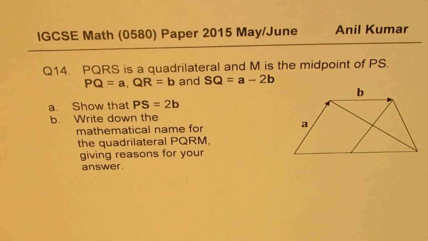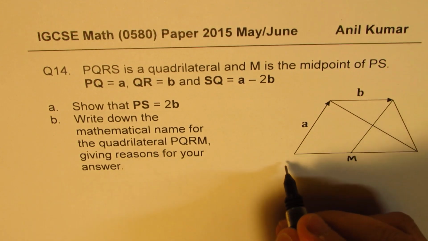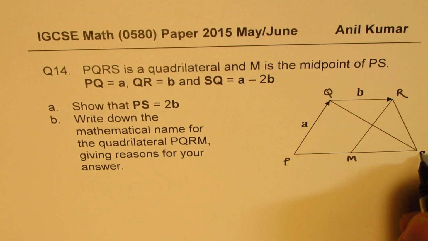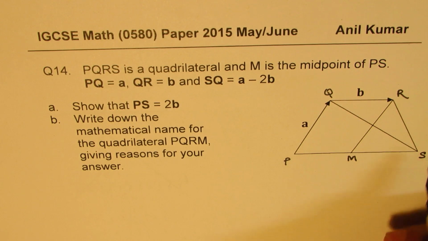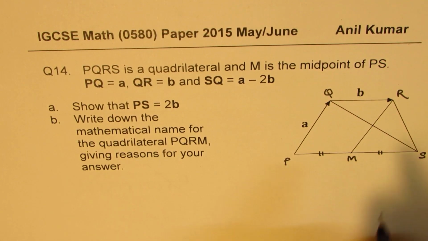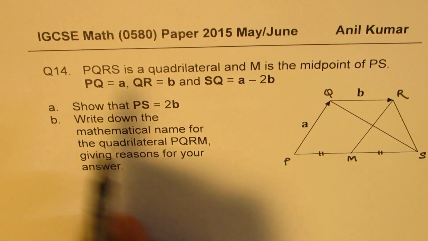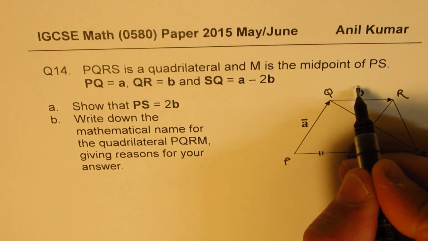Next question, question number 14. PQRS is a quadrilateral and M is the midpoint. So let me just write M here, PQ, R and S. Okay, it makes sense. So PQRS is a quadrilateral, M is the midpoint. That means these two sides are equal, of PS. PQ is vector A and QR is vector B.